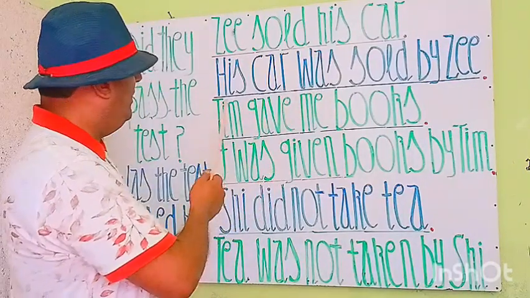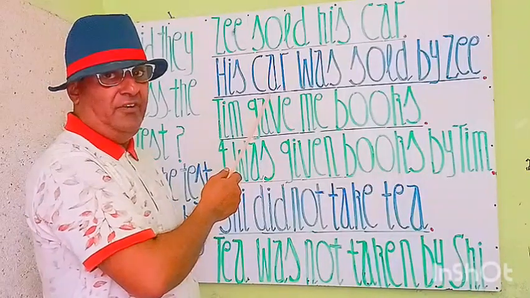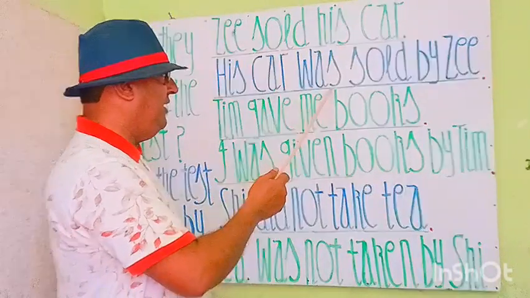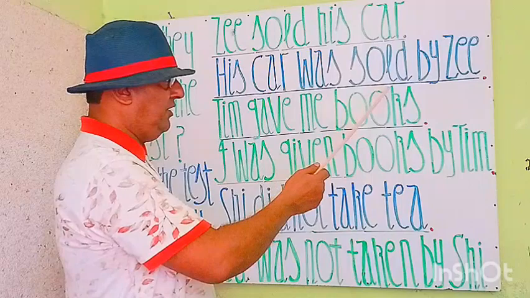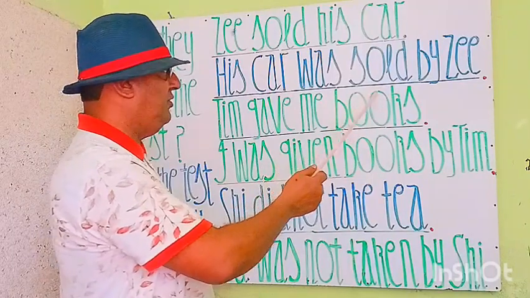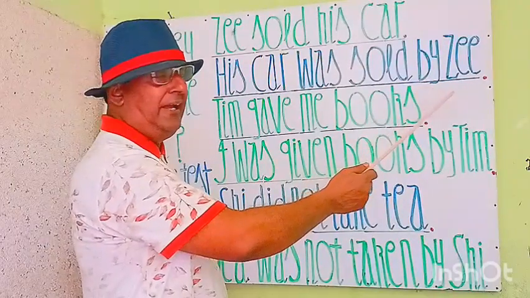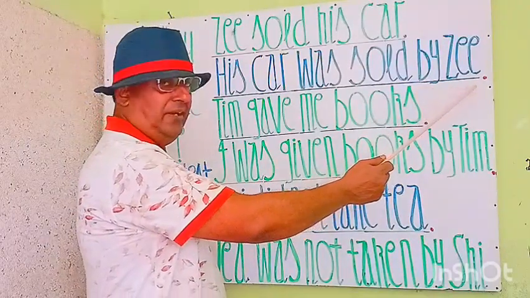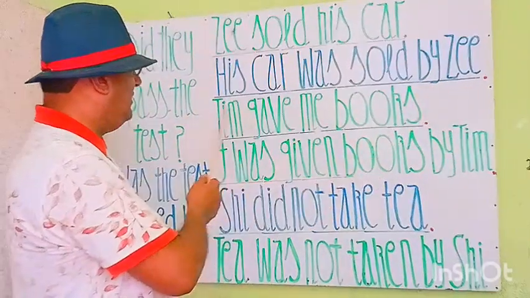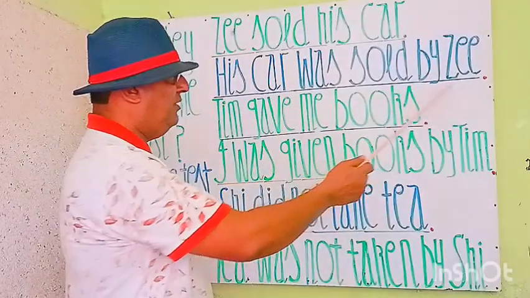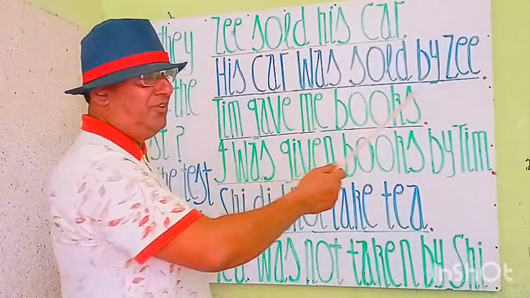So you see, his car is a singular noun subject. That's why we add was, and third form of verb is sold. Sell, sold, sold. Then third form of verb and then connecting word by, and then Z will come up here as an object. So new statement is his car was sold by Z.